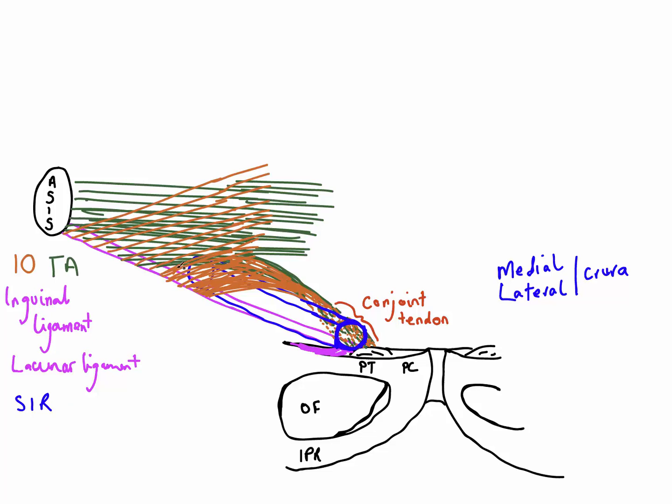Running most posterior is the transversalis fascia, and hopefully if I draw this in enough, you can see that most posteriorly in blue we have the transversalis fascia, and this forms all of the posterior wall throughout the whole length of the inguinal canal. Transversalis fascia is the layer between transversus abdominis and the parietal peritoneum. So in this light blue, we can see transversalis fascia, and that forms the posterior wall of the inguinal canal.